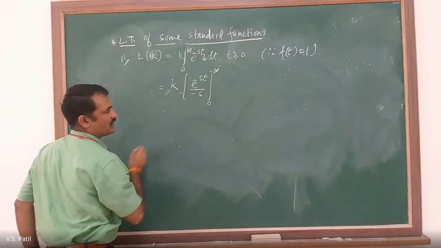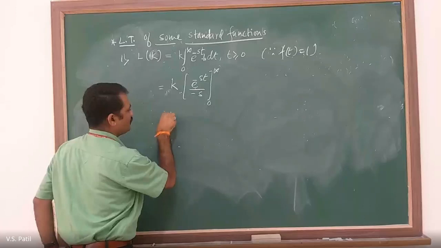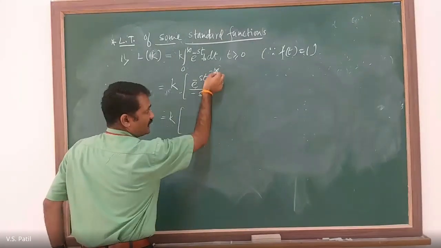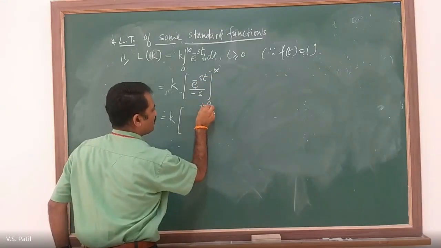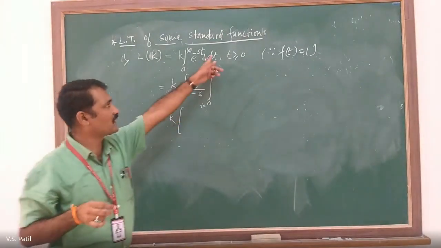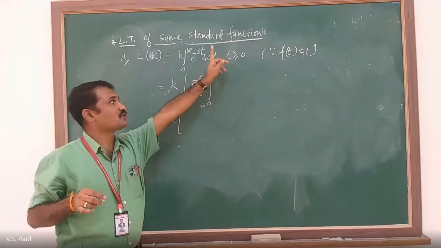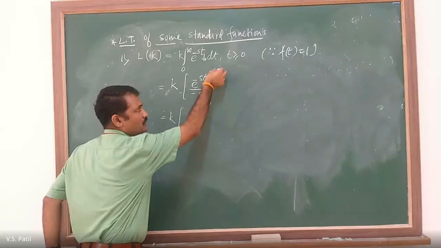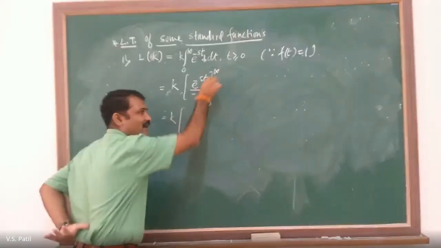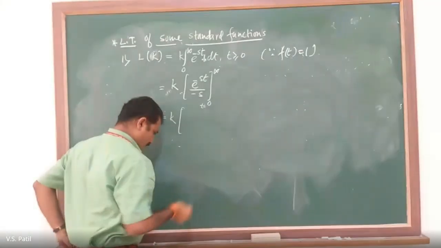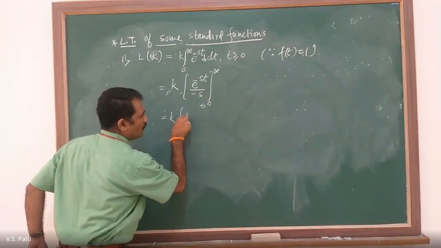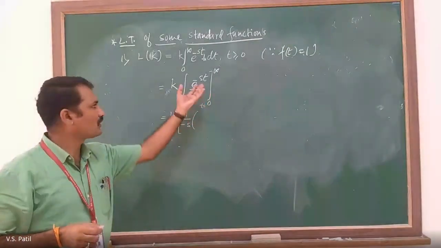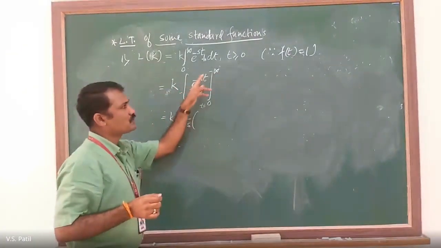This integration goes from 0 to infinity. If you want, you can write t is equal to 0 to infinity, because you are integrating with respect to t. Wherever t is there, you have to put the upper limit and lower limit. Then next, k as it is. Further, 1 divided by minus s is constant, so I will take that out. Then I will put the upper limit.